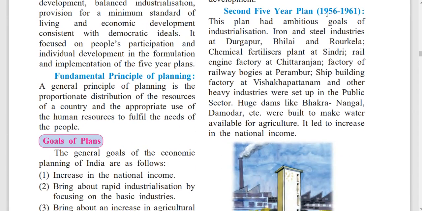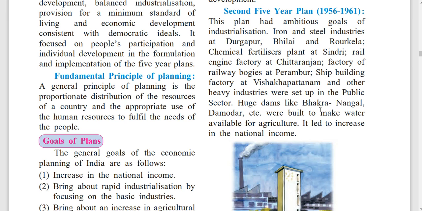Second 5 year plan, 1956 to 61. This plan had ambitious goals of industrialization. Iron and steel industries at Durgapur, Bhilai and Rourkela, chemical factories plant at Sindri, rail engine factory at Chittaranjan, factory of railway bogies at Perambur, shipbuilding factory at Vishakhapatnam, and other heavy industries were set up in the public sector.